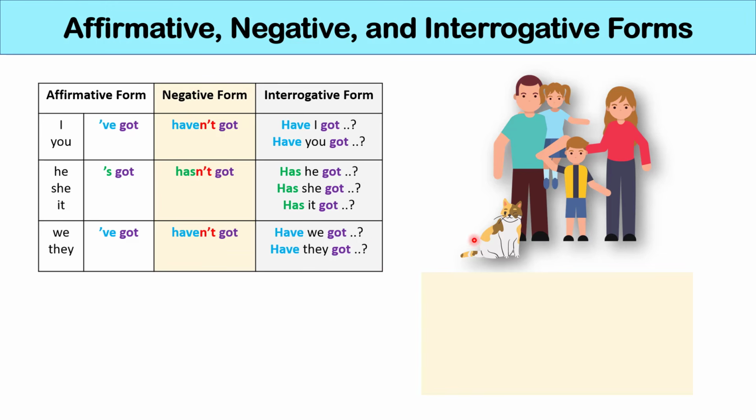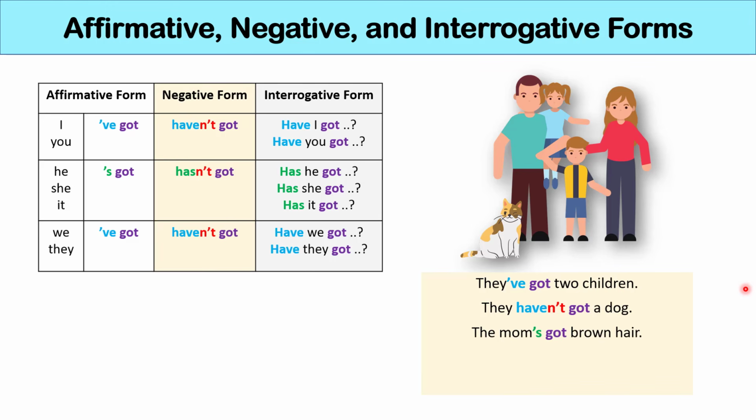So let's look at some examples. They've got 2 children. They haven't got a dog. The mom's got brown hair. She hasn't got red hair. Have they got a cat? Yes, they have. And if I asked the question, have they got a dog? We say, no, they haven't.